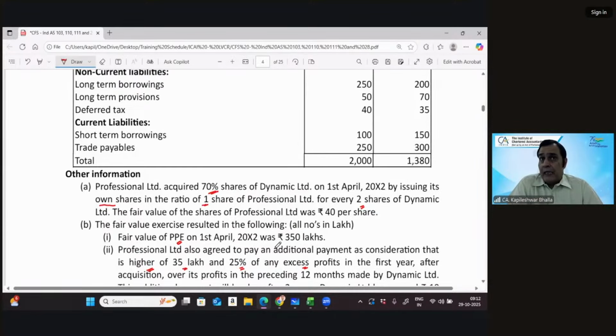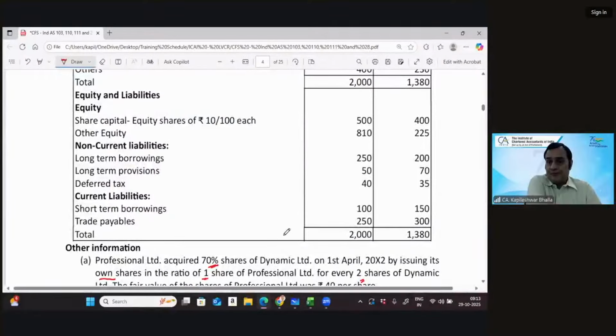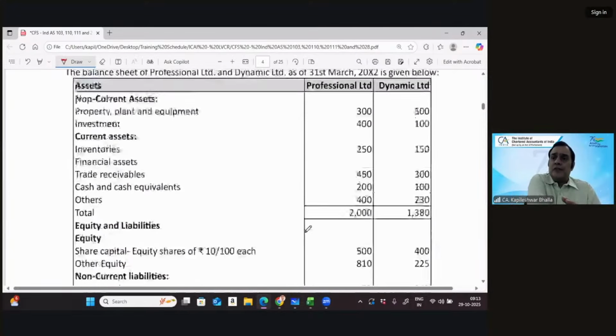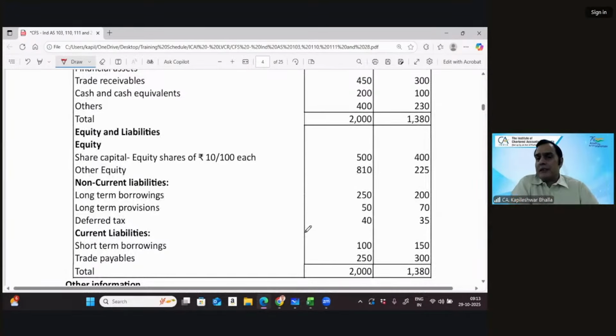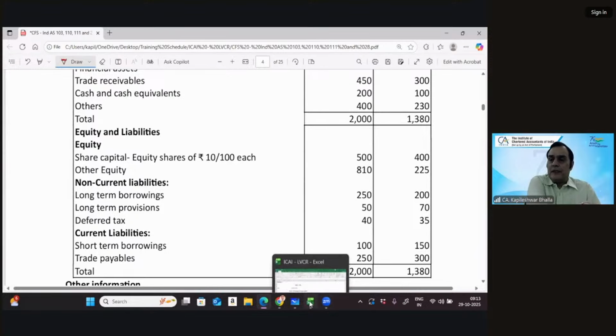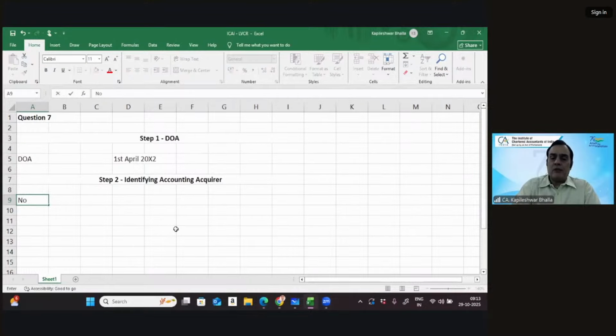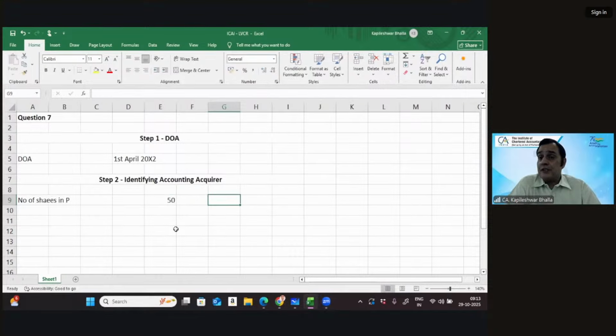So what I'm going to do is calculate the pre and the post business combination status in terms of the number of shares of the company Professional. Let's go back to the balance sheet. In the balance sheet, we're given first of all the balance sheet of Professional, and the share capital is appearing at 500 and the shares are 10 each. So the number of shares in Professional, I'm putting it as P, is supposed to be 50. 500 lakhs is the share capital, so the number of shares is 50.